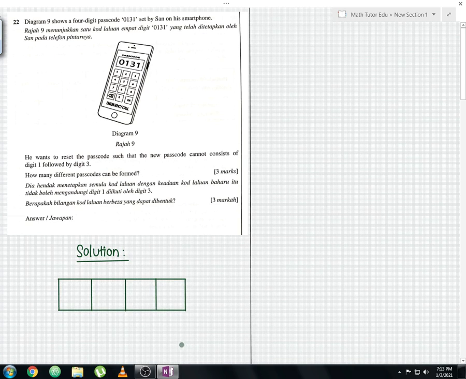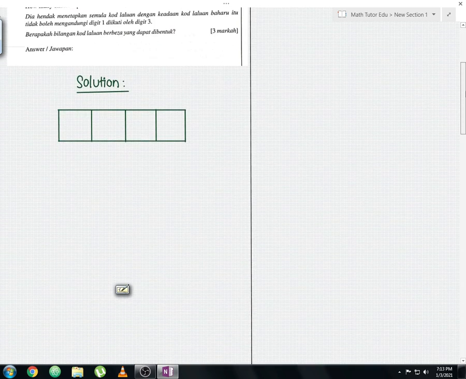By the way, I've already drawn the 4 blocks over here, which represent the 4-digit passcode that Sun wanted to change. Before moving on to solve this question, let me remind you that the assumption we make is based on real life, where you can have repetition in the password. In this case, you are setting a passcode based on the numbers 0 to 9. So from here, let us start to solve this question.